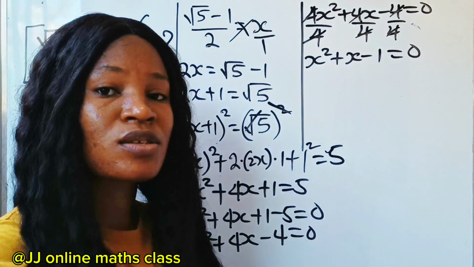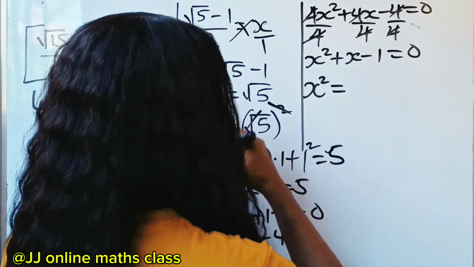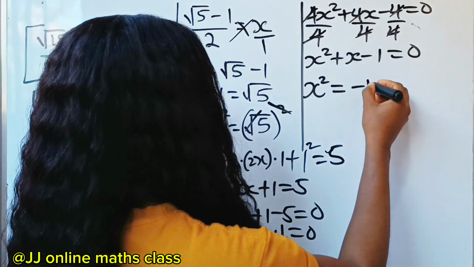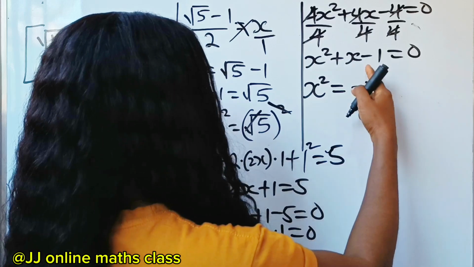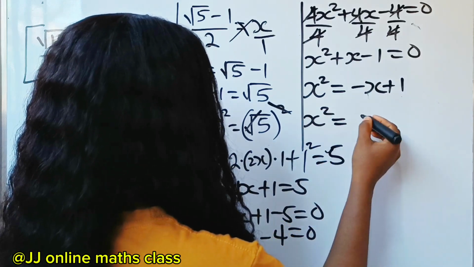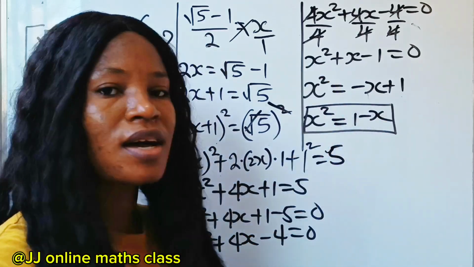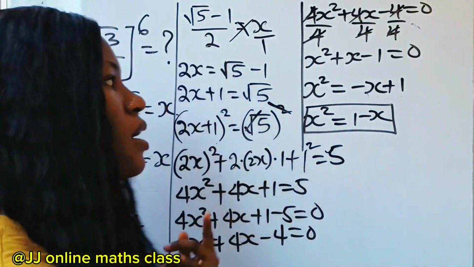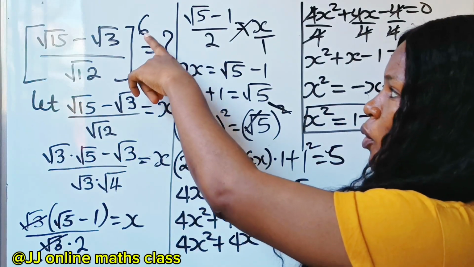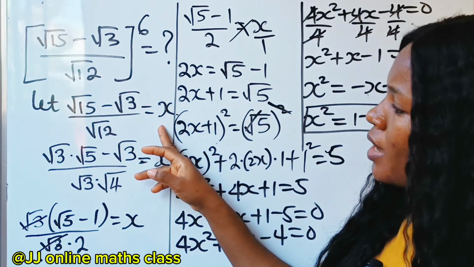Now let's make x squared the subject of the formula. So we have x squared is equal to this, plus x will cross to become minus x, and minus 1 will cross to become plus 1. So we have x squared is equal to 1 minus x. Now this is a very important equation. Now let me explain. We are asked to solve for this to the power of 6, and we said let this be equal to x, right?